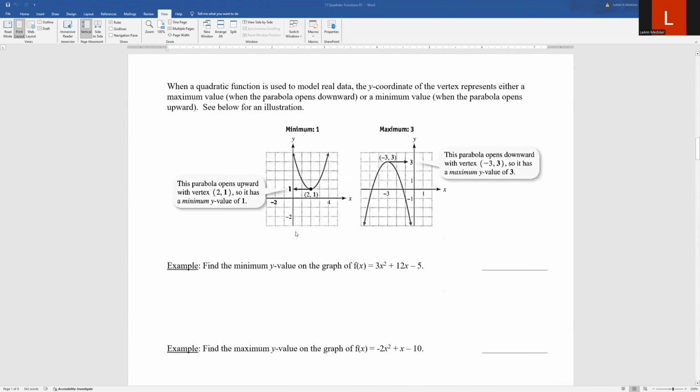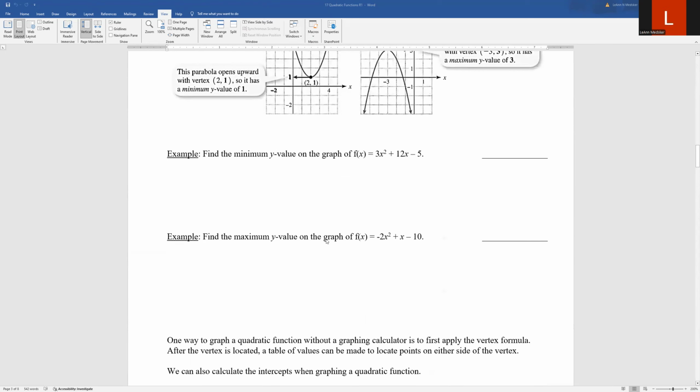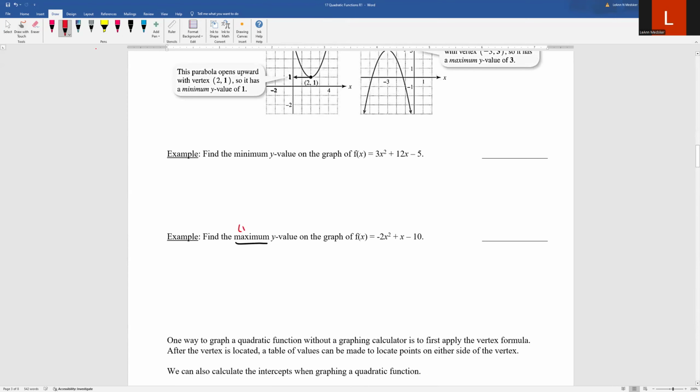The first one was this example right here. It says find the maximum y value on the graph of f of x equals negative 2x squared plus x minus 10. So when you're dealing with something like this, the word maximum is what's telling us we need to find our vertex. So maximum or minimum on a quadratic means vertex. And then they only want the y value, which in our vertex we call h and k, just to distinguish them from other x's and y's. So we're looking for that k value.